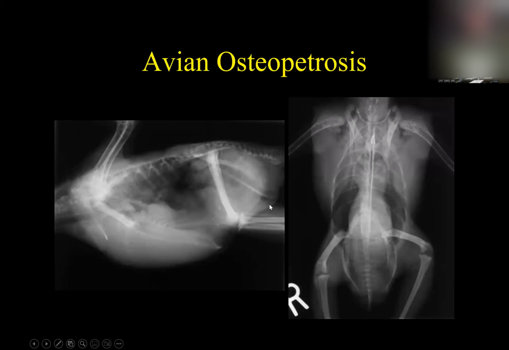And here's a female bird. So here's the femur, here's the tibiotarsal bones, but there's increased opacity in the femurs here and here. And so the only thing I can tell you is that's a female bird.